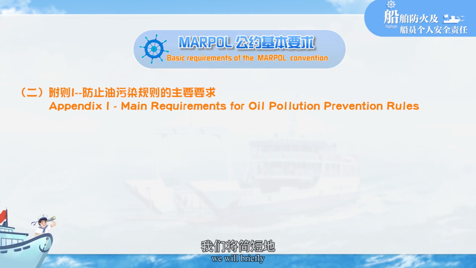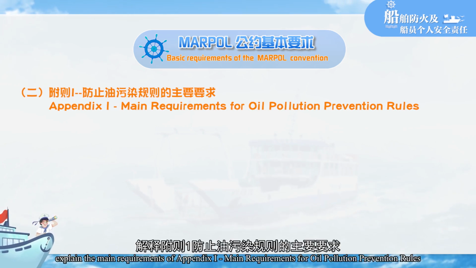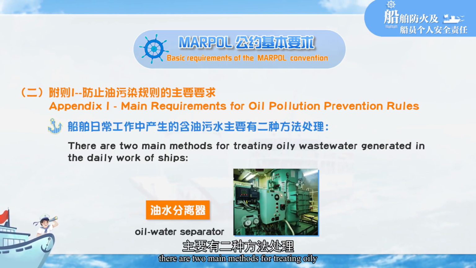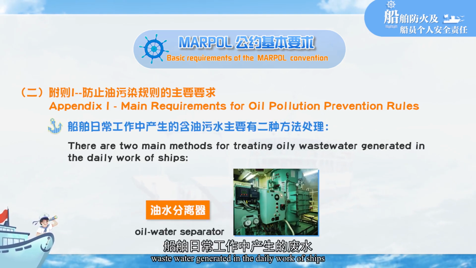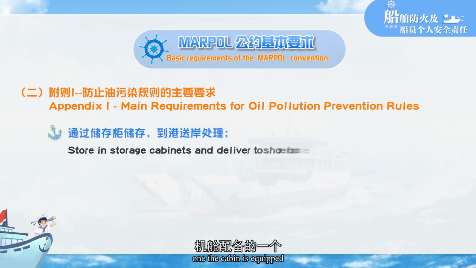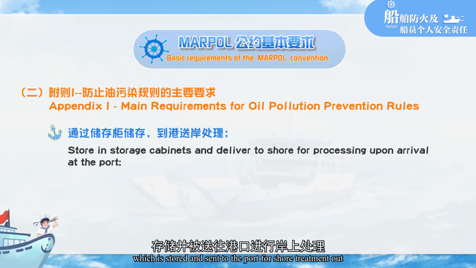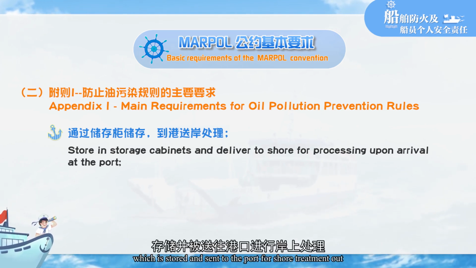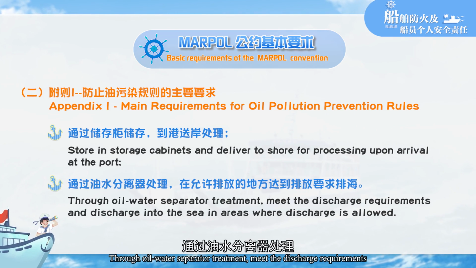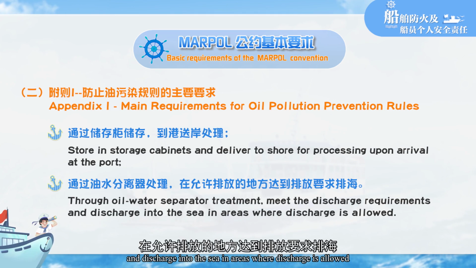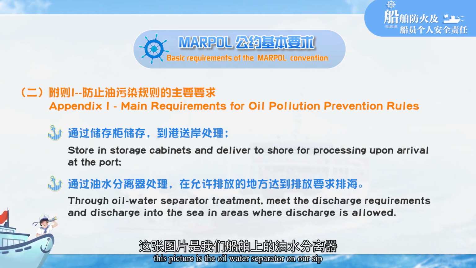Below, we will briefly explain the main requirements of Annex 1 on the prevention of oil pollution rules. There are 2 main methods for treating oily wastewater generated in the daily work of ships. One, the cabin is equipped with a storage tank for oily wastewater, which is stored and sent to the port for shore treatment. Two, through oil water separator treatment, meet the discharge requirements and discharge into the sea in areas where discharge is allowed. This picture is the oil water separator on our ship.